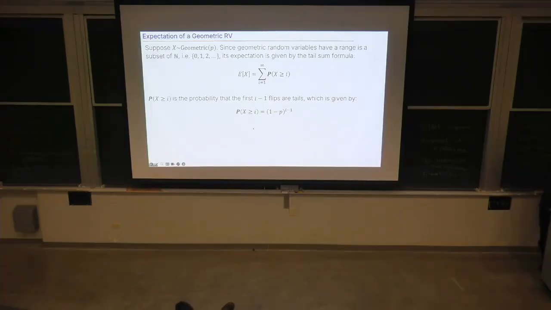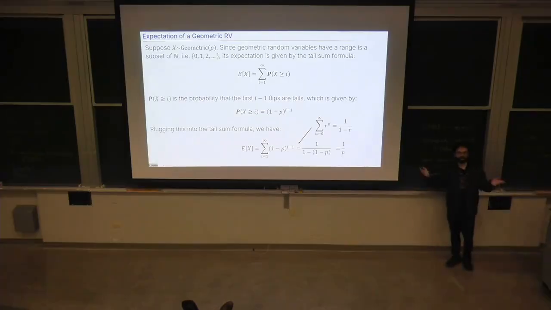So once I have this expression, then I just need to sum this for all possible i's. Plugging this into the tail sum formula, we're going to do something very similar to what we did last time when we showed that the distribution actually sums to 1. So the expectation of x is this formula. For geometric random variables specifically, this probability that x is greater than or equal to i is (1 minus p) to the i minus 1. So I plug all that in, and this is just my usual geometric series formula. And so I end up with 1 over 1 minus (1 minus p), and so we end up with 1 over p. So that's the proof that the expectation is 1 over p.